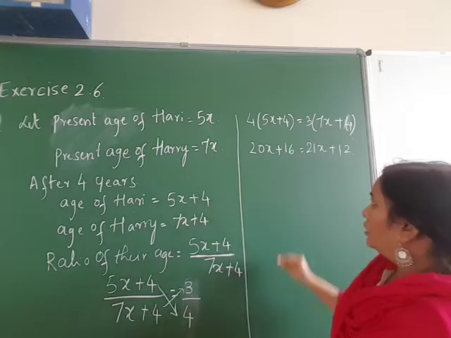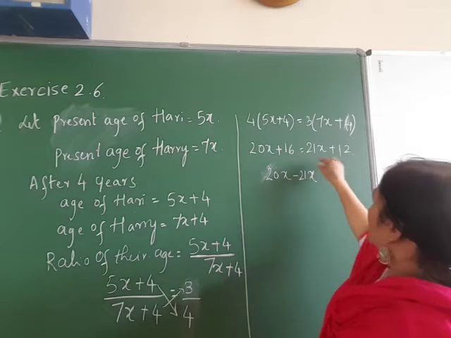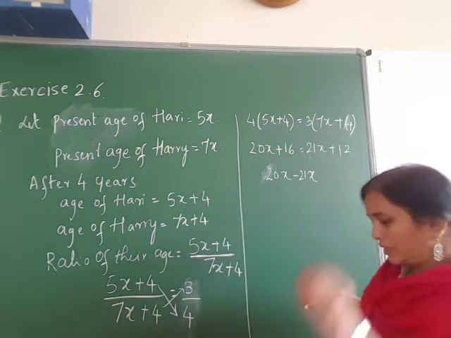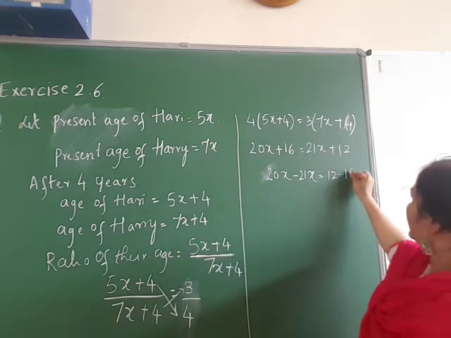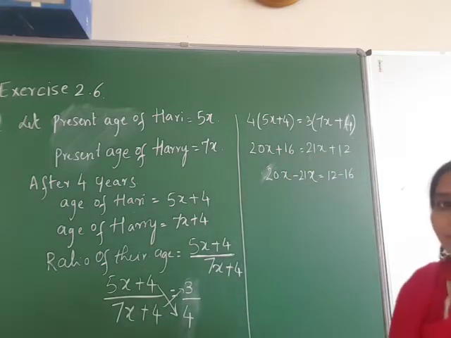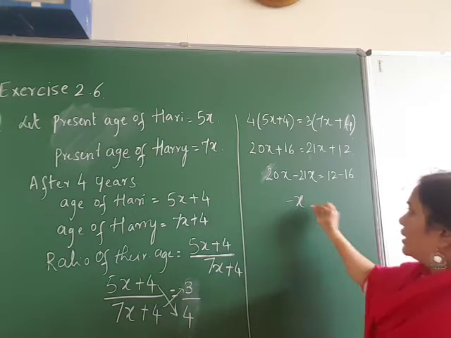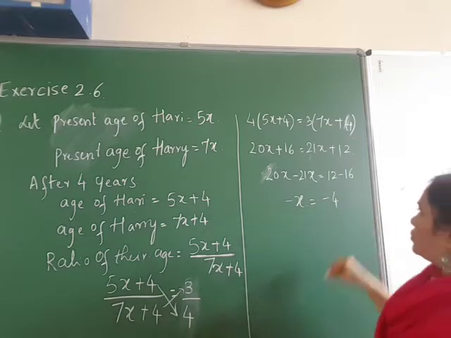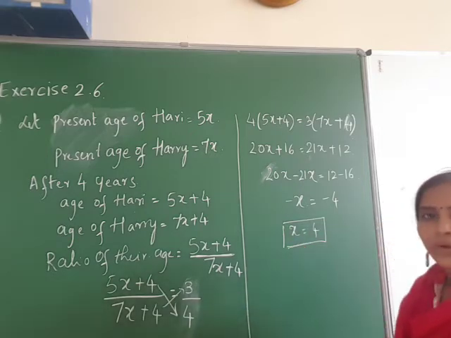Okay, all linear variables on one side and the constants on the other side. So 21x, if I transpose to the left side, it is minus 21x, is equal to 12 minus 16. If I transpose 16 to the right hand side, it will be minus 16. So 20x minus 21x, you will get minus x. Here 12 minus 16 is minus 4. So the minus signs get cancelled. The x is equal to 4, we got the value.